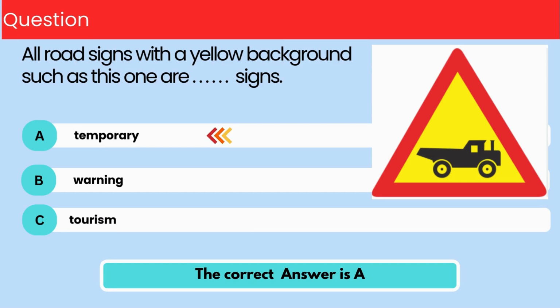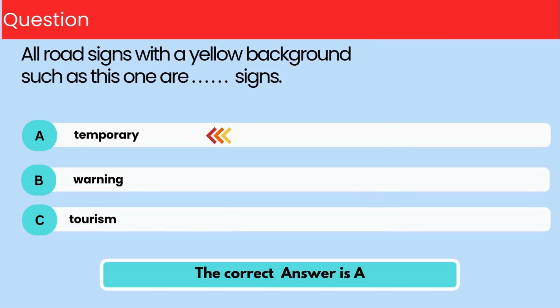Temporary. All road signs with a yellow background, such as the one above, are temporary signs. These signs are designed to draw attention to a temporary situation, such as roadworks, day tours, or special events, and they take precedence over any permanent signs while in place and must always be obeyed.